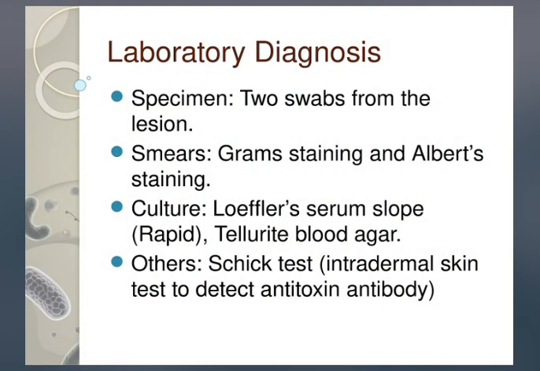Laboratory diagnosis involves collecting 2 swabs from the lesion for staining and culture. Gram staining and Albert staining help visualize the bacteria, while cultures on Loeffler's serum slope and tellurite blood agar confirm their presence rapidly. The Schick test, an intradermal skin test, detects antitoxin antibodies, indicating immunity. These diagnostic steps are essential for confirming infection and guiding treatment.